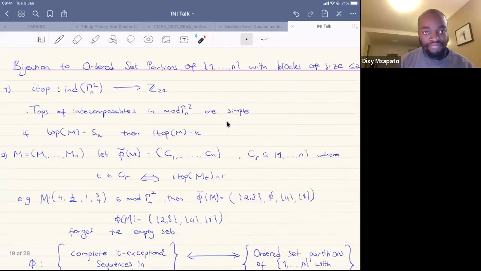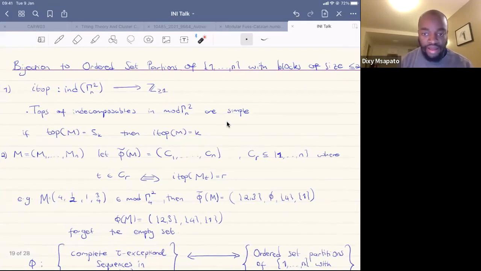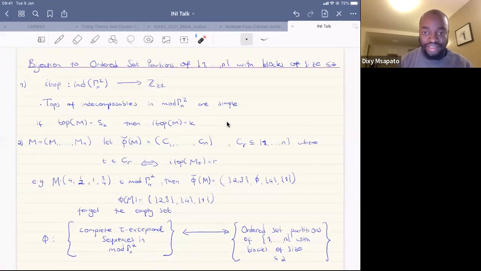In particular, there's a bijection between tau exceptional sequences of mod Γ_n^2 and the set of ordered set partitions of the set 1 to n with blocks of size at most 2. And we construct the bijection in the following way.